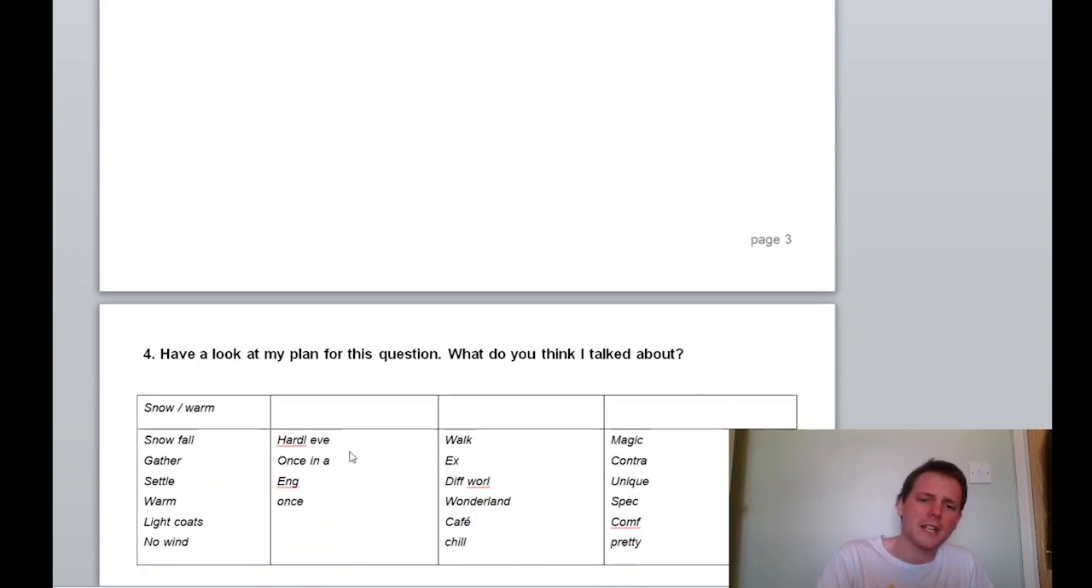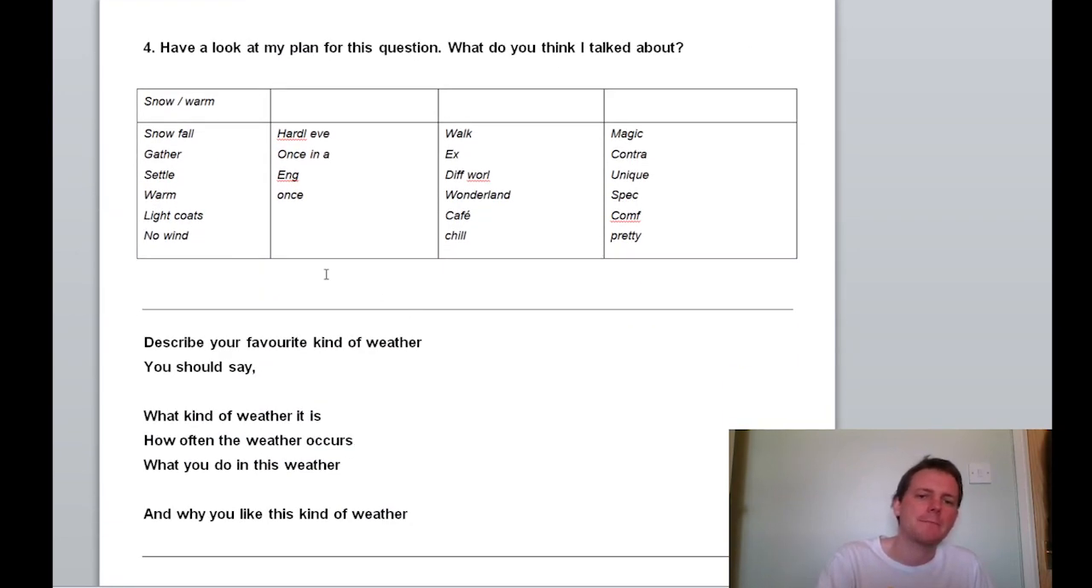Let's have a look at my own answer then. This is my plan for that question. You can see the question underneath. So one of the questions in the Part 2 question is what kind of weather it is. Here's my answer to that, snowy but warm. And I go into a bit more detail about that. So I say that there is snowfall, the snow gathers, it settles, it's warm, you just have to wear a light coat, there's not much wind.